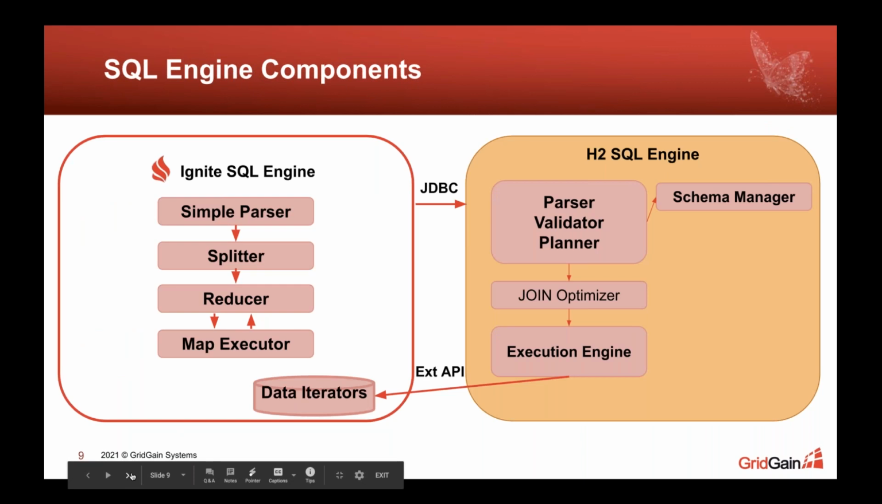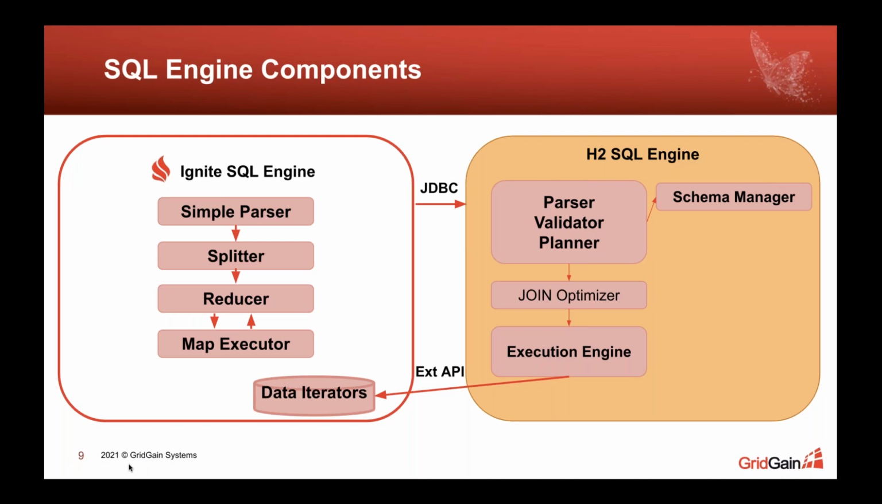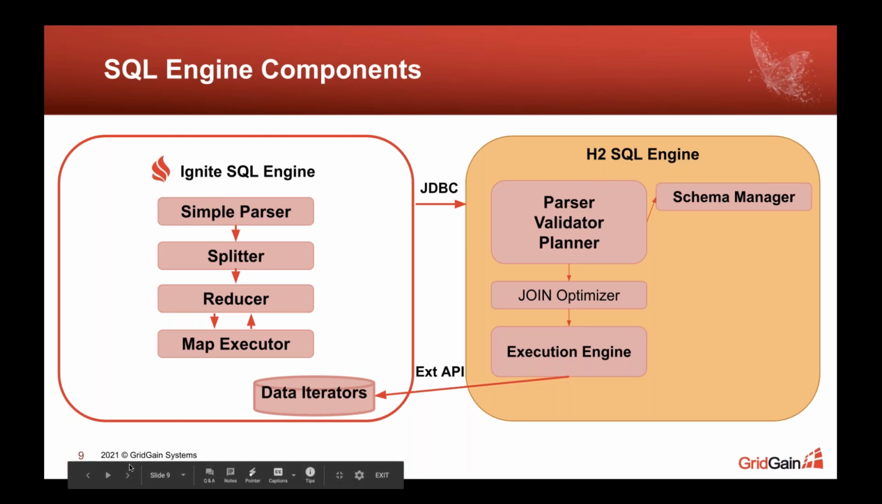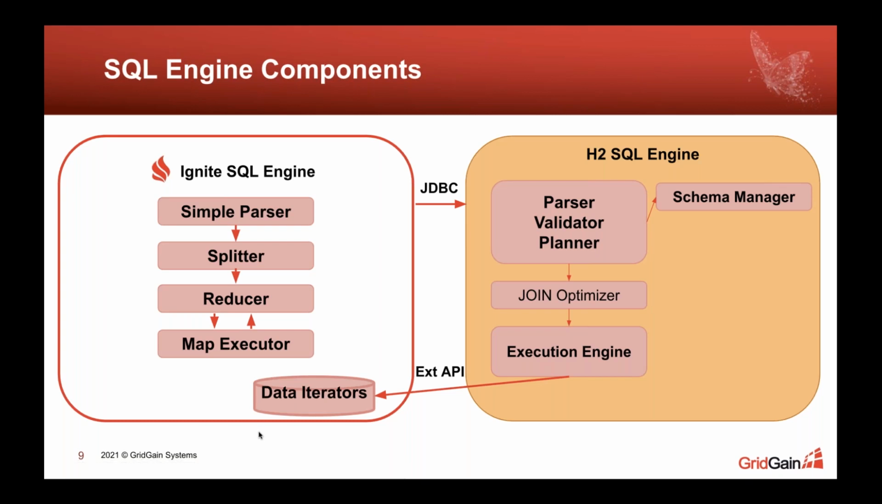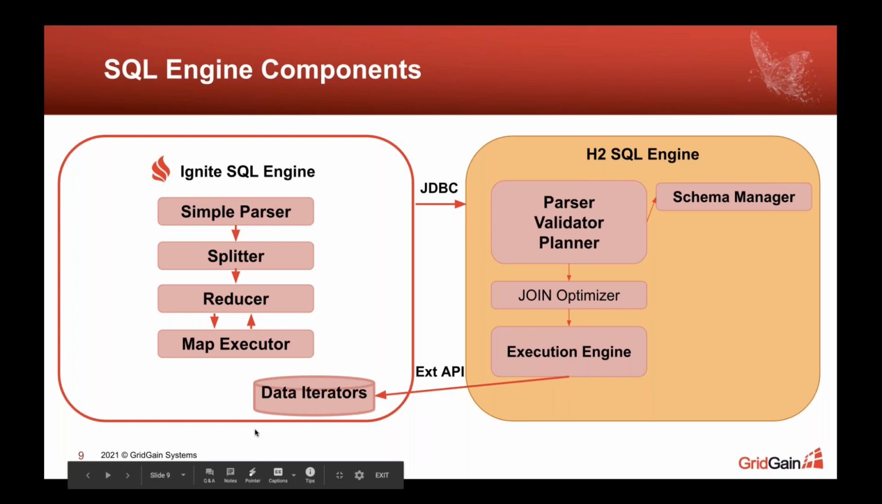Let's have a closer look at the engine. It consists of two major parts: the H2 engine, or H2 based engine, and the Ignite SQL engine itself. H2 is responsible for local per node execution, Ignite SQL for query orchestration. In fact, there should be an arrow from every Ignite component to H2, as it's used on every step more or less. The only actual exception is the simple parser.